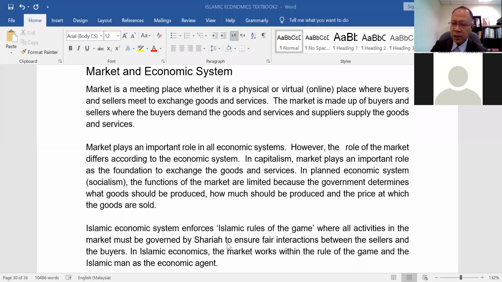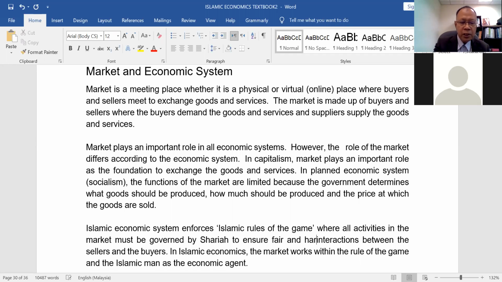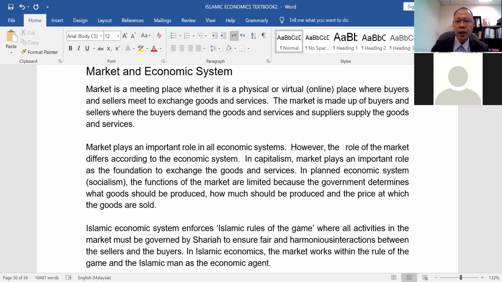Sharia rules here means rules obtained from the Quran, the Sunnah, the Ijma, the Qiyas, and other sources. So the Islamic economic system enforces Islamic rules of the game where all activities in the market must be governed by Sharia to ensure fair and harmonious interactions or exchanges between the sellers and the buyers.